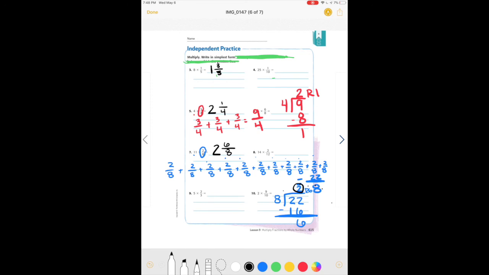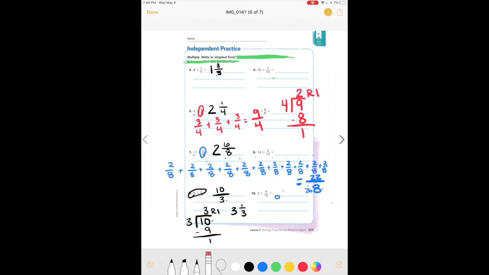Now, number 9, let's use our trick. Let's just multiply our numerator by our whole number. 5 times 2. What is it? 10. And put it over our denominator, 10/3. Well, let's divide because we cannot have an improper fraction. So we divide our numerator by our denominator. 10 divided by 3. 3 times 3 is 9. 10 minus 9 is 1, so I have a remainder of 1. So I would write this as 3 1/3.